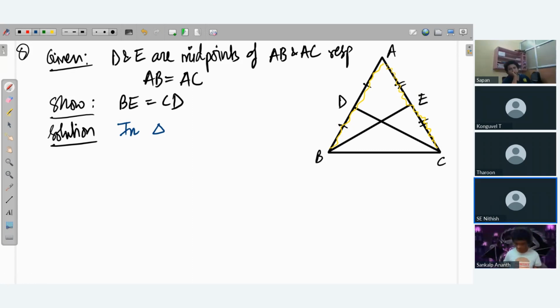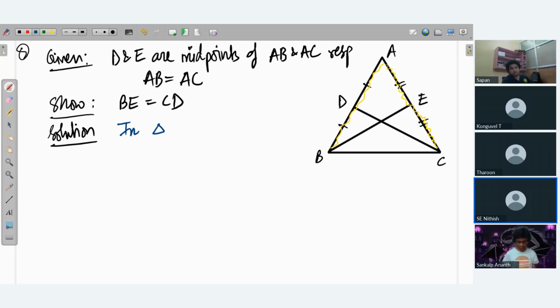See, sir, if I draw a line from D to E, that makes triangle ADE. So angle A will be common for both ADE and ABC. Angle ADE will be equal to angle ABC because of corresponding angles, and the same goes for angle AED. How do you know that DE is parallel to BC?